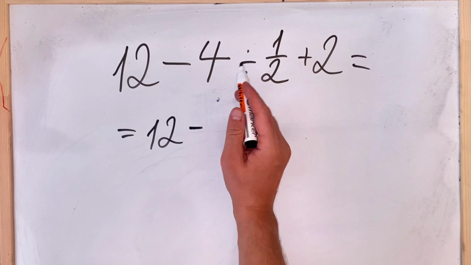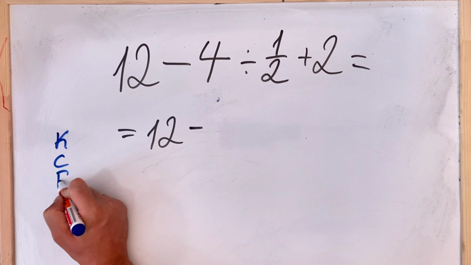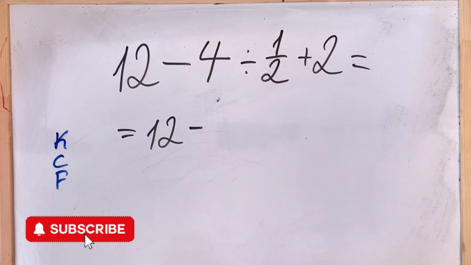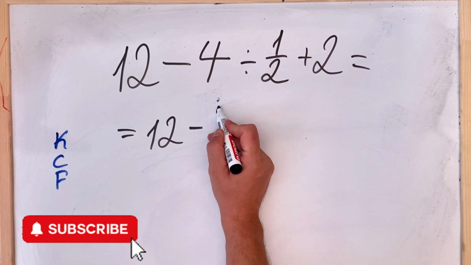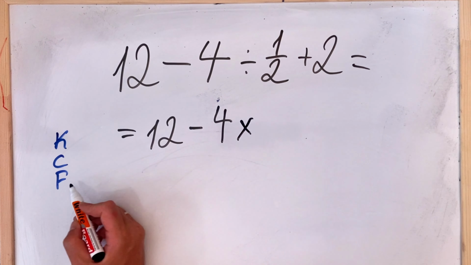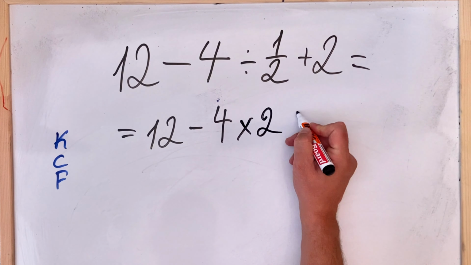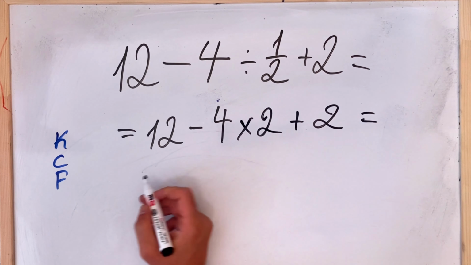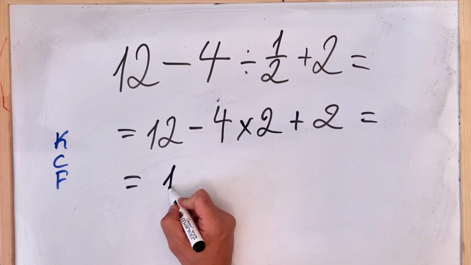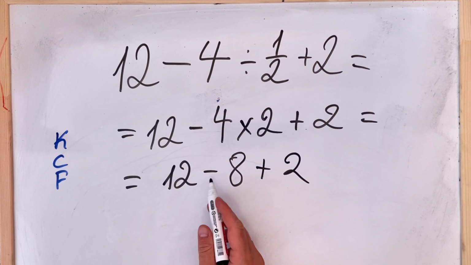If you guys remember here, you need to follow the KCF rules, where K stands for keep the first, change the sign, and F stands for flip the second. And here the result would be 12 minus 8 plus 2. So we have 6.